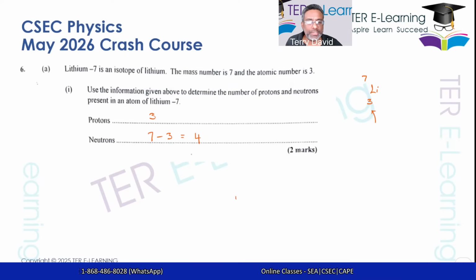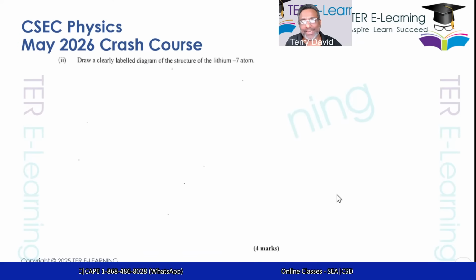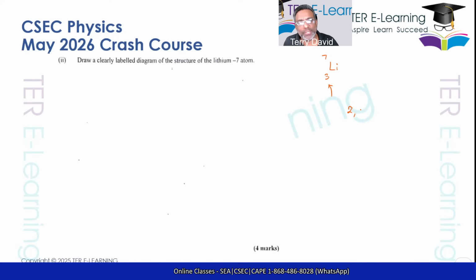Now the next part, they want me to draw a clearly labeled diagram of the structure of a lithium-7 atom. First of all, when it comes to physics and chemistry, we have a slight deviation from what we actually do. So Li, it is 7 and 3, right? That's the isotope we're talking about. First, let's write out the electronic configuration using the atomic number. A 2 is going to fill the first shell, and then 1 is going to fill the second shell. That's it. You have 3 electrons to fill here. So we already know we have 3 protons, we already know we have 4 neutrons, and based on the atomic number, we know we also have 3 electrons.